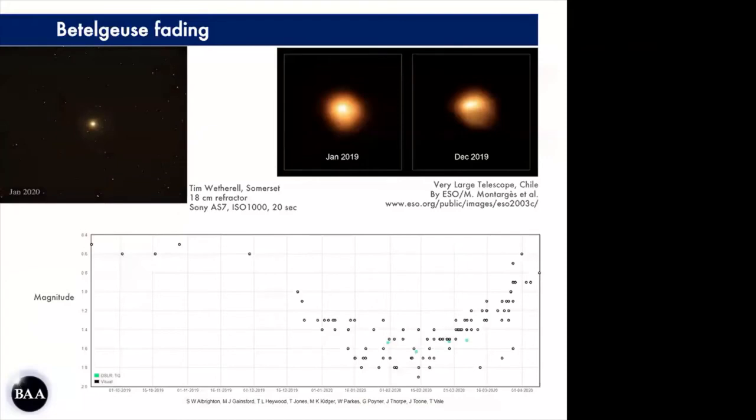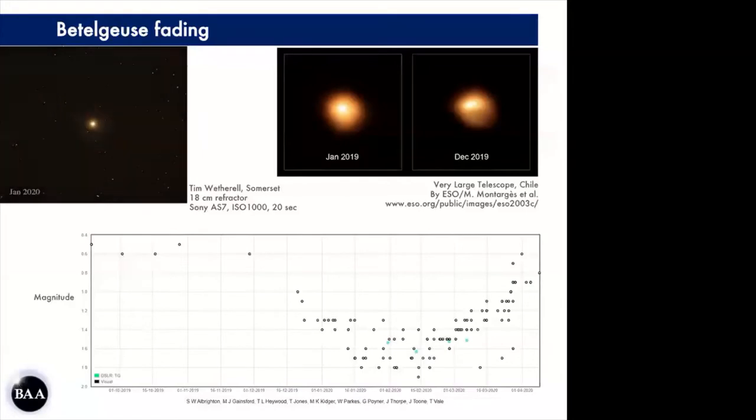So light curves have the time on the bottom. And on the y-axis, the axis going up, you can see the brightness of the star, or the magnitude of the star. And the higher up that scale it is, the brighter the star is. So you can see at the beginning of the plot, it's about magnitude 0.5. And then it fades during January to a minimum in February. And then it brightened again towards the end of that observing season.